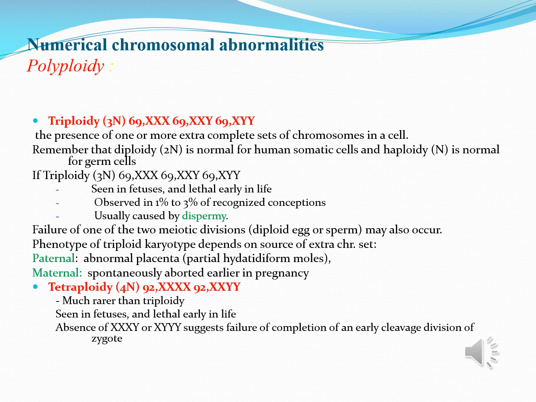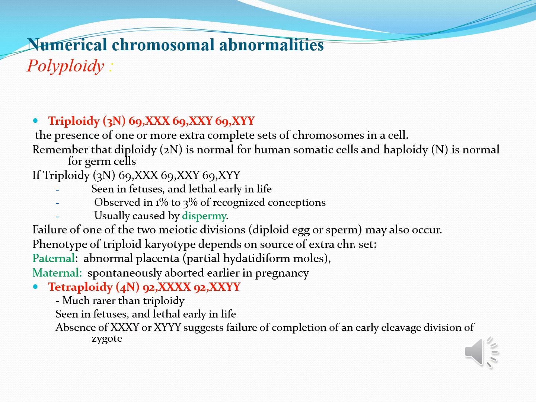Polyploidy means the presence of one or more extra complete sets of chromosomes. Triploidy, which is 3N, can be 69,XXX, 69,XXY, or 69,XYY. It is seen in fetuses and is lethal early in life. It occurs in 1 to 3% of recognized conceptions. The usual cause is dyspermy, which is fertilization by two sperm, or failure of meiotic divisions producing a diploid gamete.